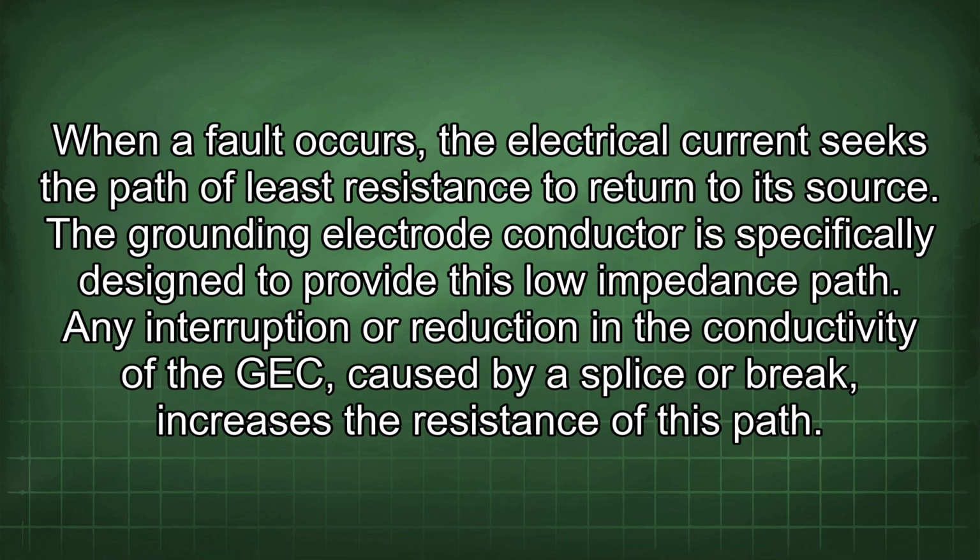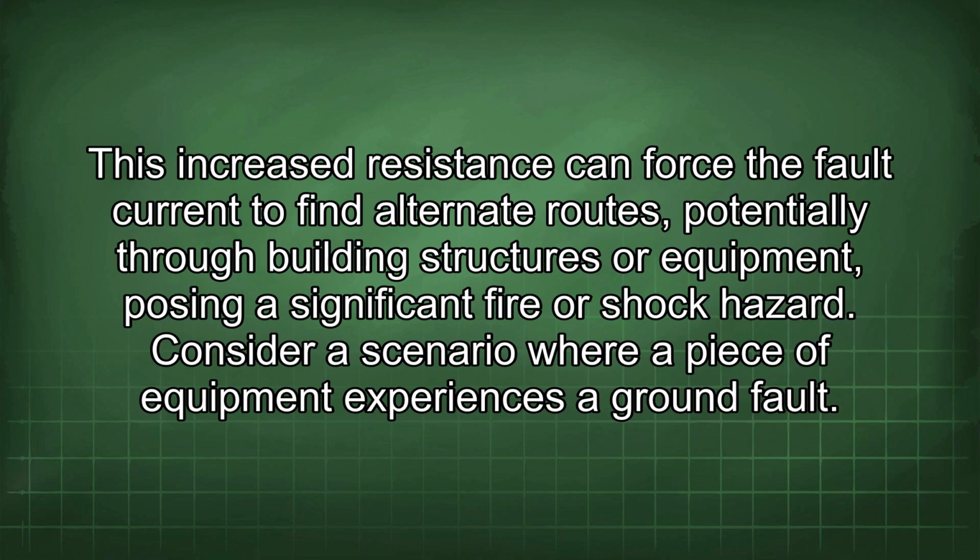When a fault occurs, the electrical current seeks the path of least resistance to return to its source. The grounding electrode conductor is specifically designed to provide this low impedance path. Any interruption or reduction in the conductivity of the GEC caused by a splice or break increases the resistance of this path. This increased resistance can force the fault current to find alternate routes, potentially through building structures or equipment, posing a significant fire or shock hazard.